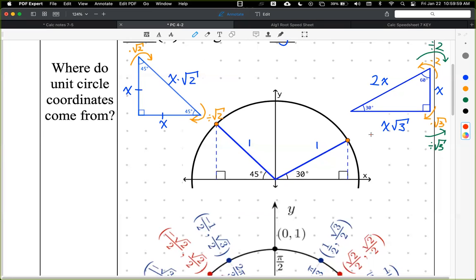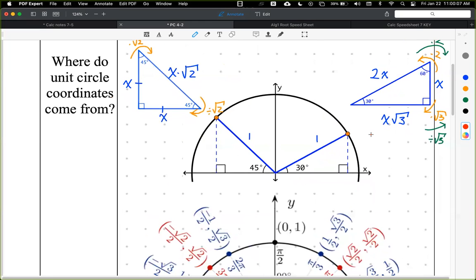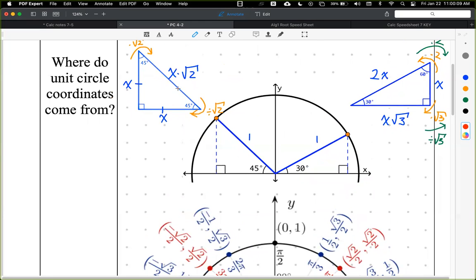And I mean, you can see them down here. These are the coordinates that you'll have to memorize. But where do they come from? They come from this operation that I just talked about up here. If I have the hypotenuse 1 and I want to get to the leg, I have to divide by square root of 2.